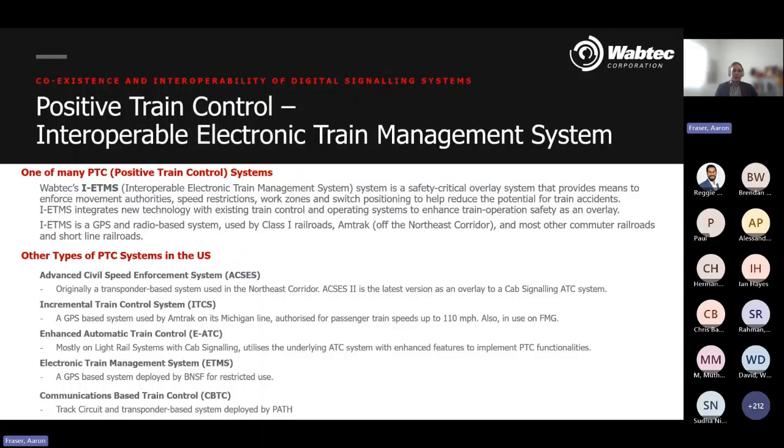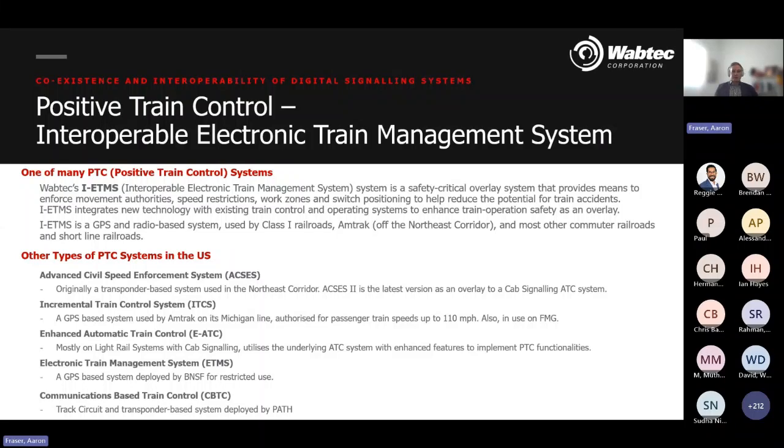So Wabtec's IETMS is a safety critical overlay system providing means to enforce movement authority, speed restrictions, and uses GPS to help reduce the potential for train accidents. While it is one of many PTC system variants in use in the United States, importantly to note, it is the most widely used. And when we consider interoperability, which we get to soon, it is the system that has to deal with the most cross-border operations, as well as transitioning between different operators as a Wabtec PTC or IETMS equipped train has to traverse throughout the United States.